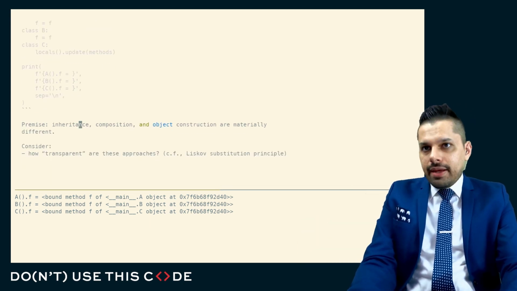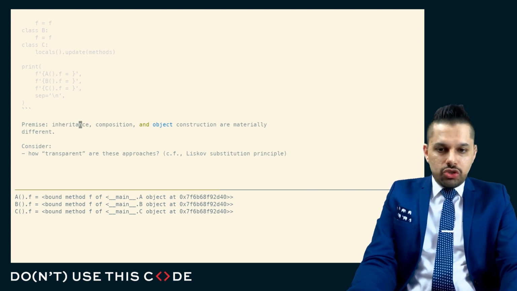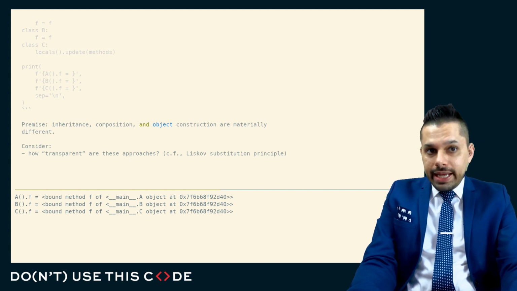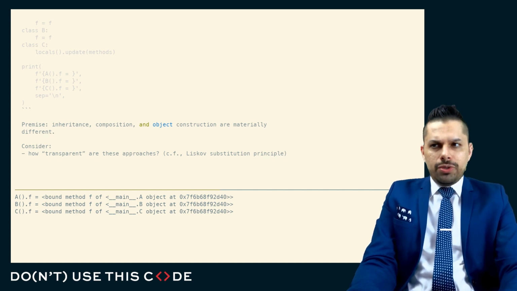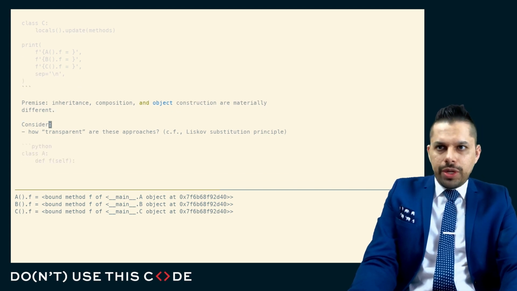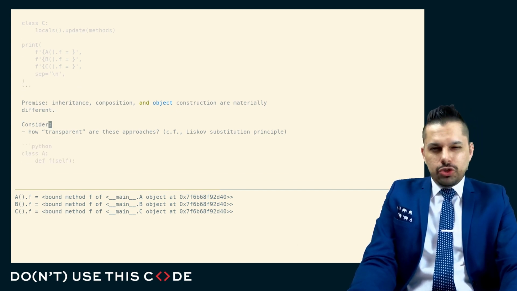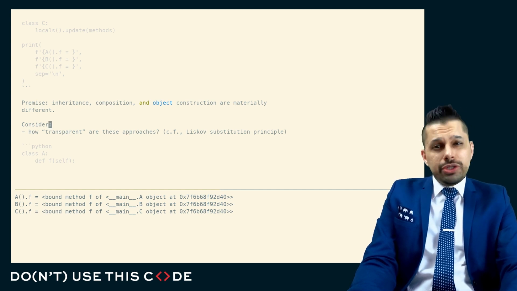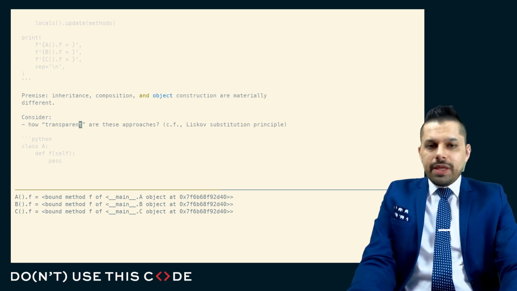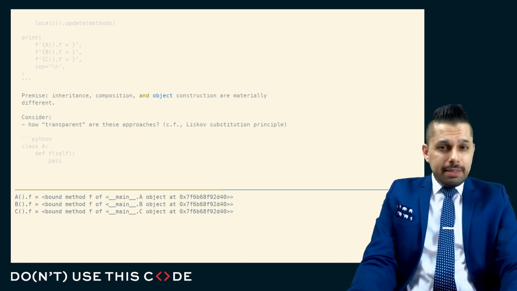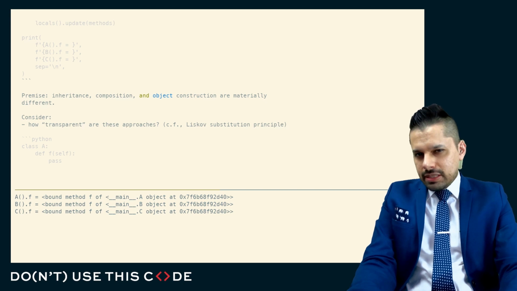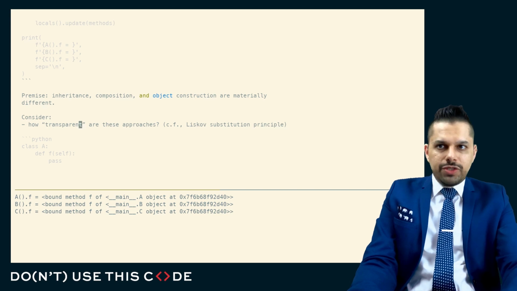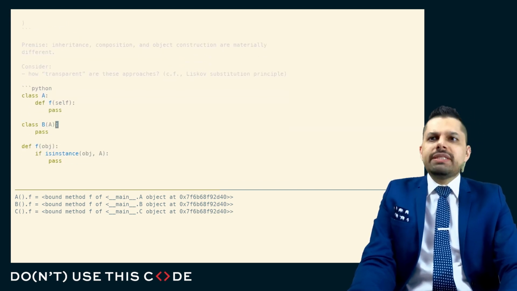Our next premise is that inheritance, composition, and object construction are materially different. There is a meaningful distinction between these, and we can judge which of these is appropriate for our use case by considering a couple of different things. One consideration is how transparent are these approaches? Oftentimes when we talk about inheritance and the transparency of inheritance, we're alluding to Liskov substitution: the idea that we can create a subclass and we can use it in the same places as the base class, that anywhere the subclass can be used, the base class could also be used, or vice versa. And there's a little bit of theory there, but largely we can see how this applies.